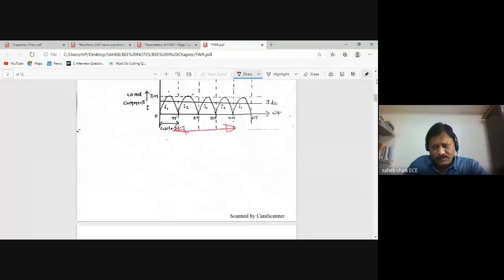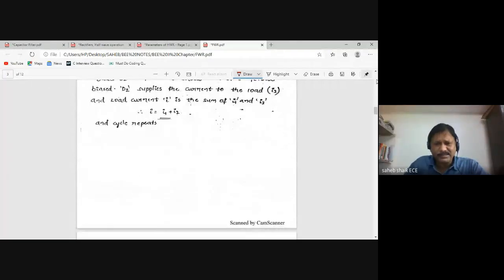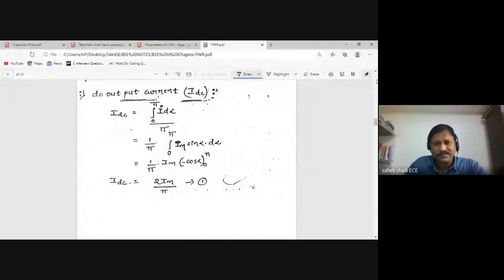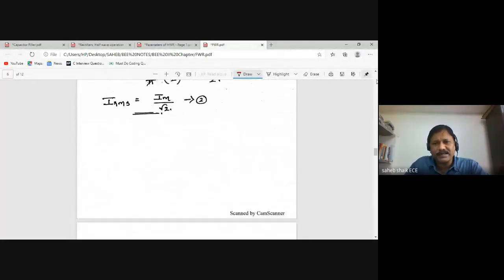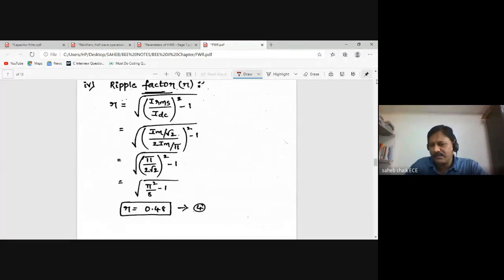So again we will go for the respective analysis. All the analysis part we are seeing in this one. So what are the factors I have mentioned in the previous slide? Those things you are again calculating. So what is the ripple here? What is the ripple? 0.48. Half wave it was 1.21.